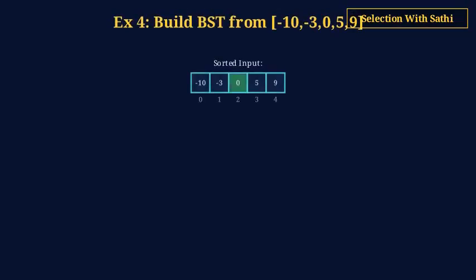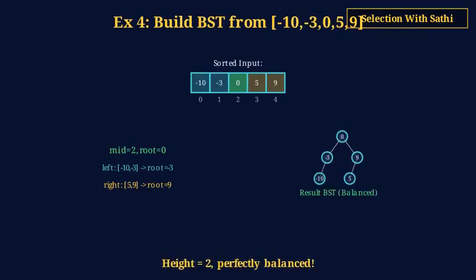Convert sorted array 1, 2, 3, 4, 5, 6, 7 to a balanced BST. Array has 7 elements. Middle index is 3, value is 4. Root is 4. Left half is 1, 2, 3. Middle is index 1, value 2. Left child of root is 2. Left of 2, array 1, mid is 1. Left of 2 is 1. Right of 2, array 3, mid is 3. Right of 2 is 3.